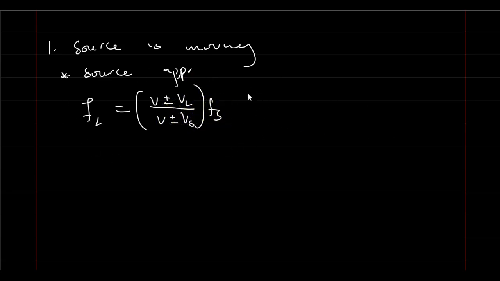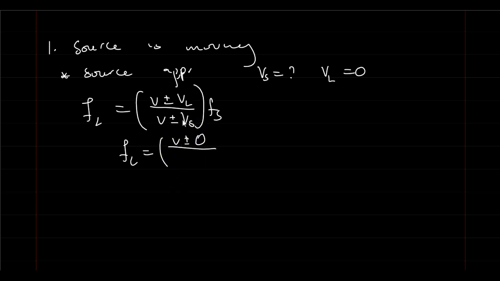So how is our formula going to be now? When the source is approaching, the velocity of the sound source is something that we don't know, and the velocity of the listener is 0. So what's going to happen? We will have f_L equals v plus or minus 0 here.